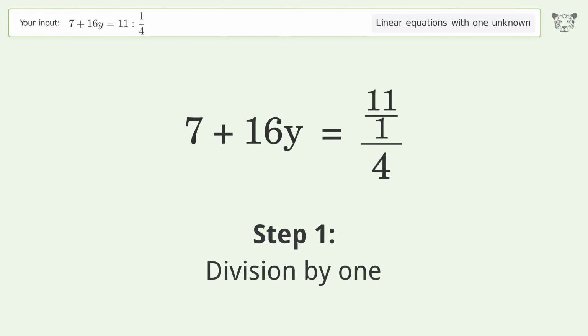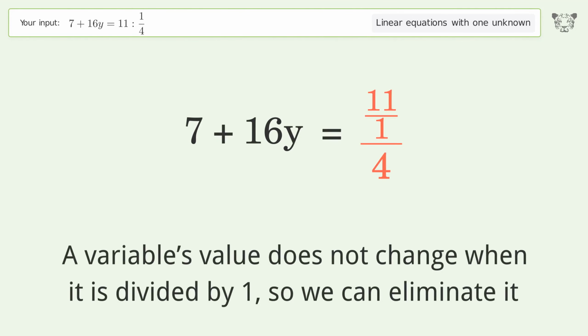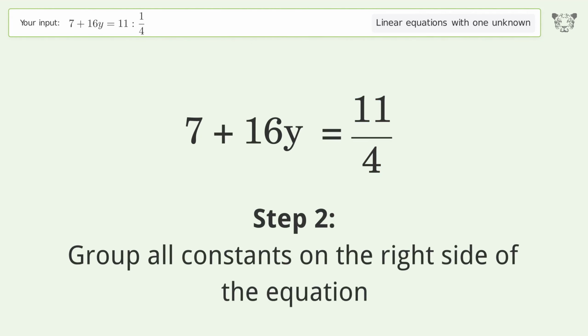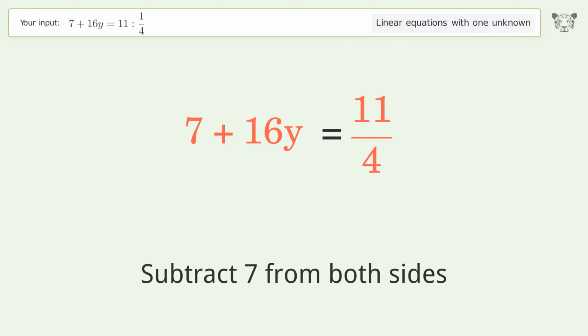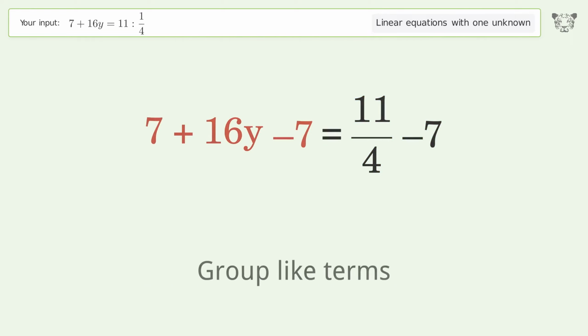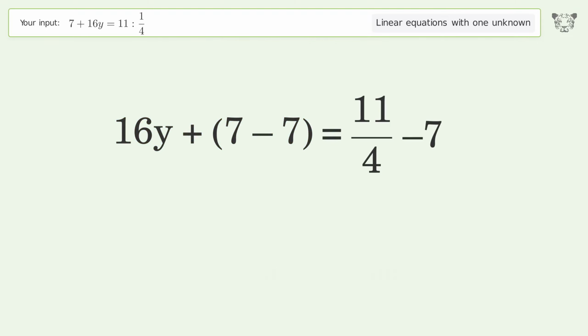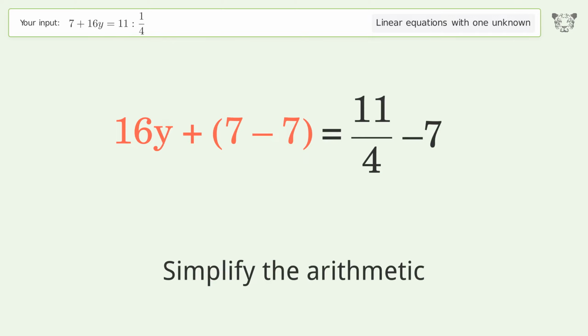Division by 1. A variable's value does not change when it is divided by 1, so we can eliminate it. Group all constants on the right side of the equation. Subtract 7 from both sides. Group like terms. Simplify the arithmetic.